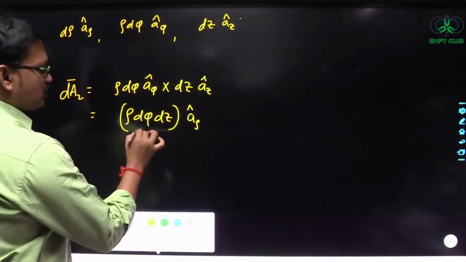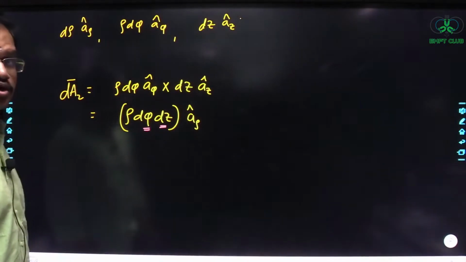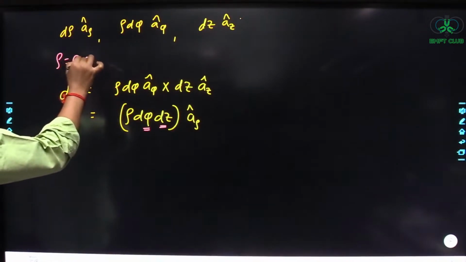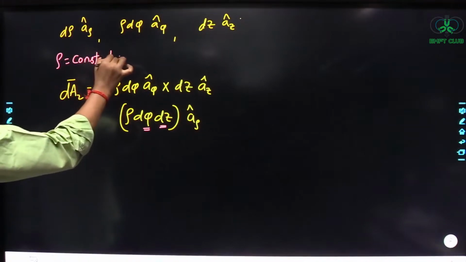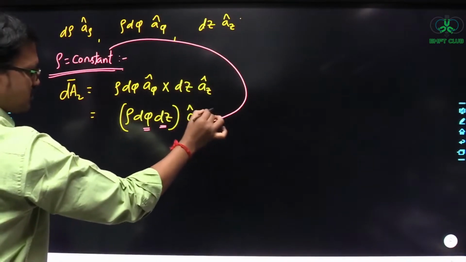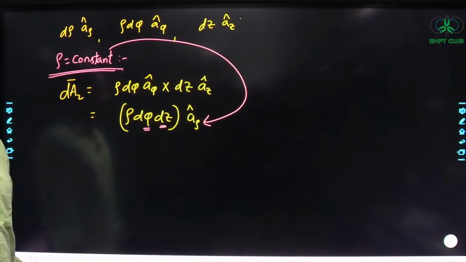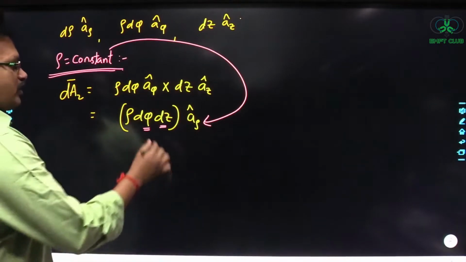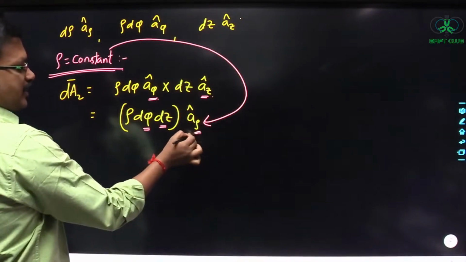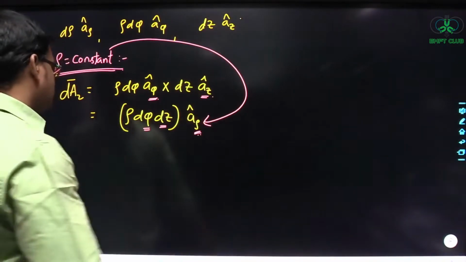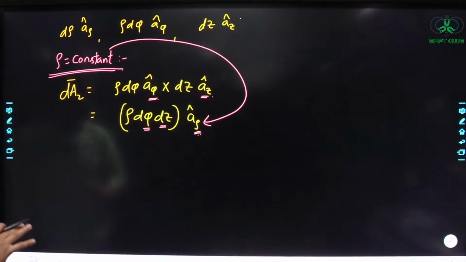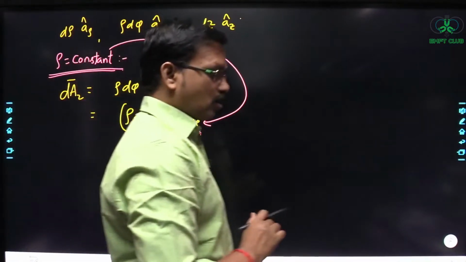So here what are the variables? Phi and z are variables. So rho is constant. So we call this plane a rho equal to constant plane. For the rho equal to constant plane, what is the direction here? Its direction is along a rho cap. Understood? So if you are enclosing the surface from a phi cap to az cap, you get the direction as a rho cap. So here the variables are phi and z, and rho is constant, so we call it a rho equal to constant plane.